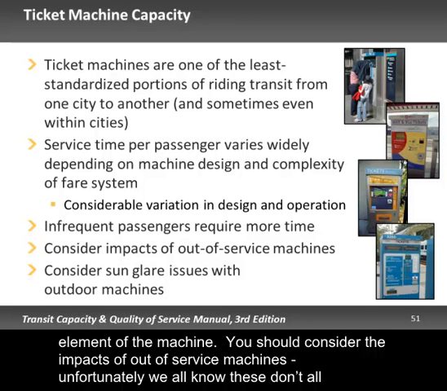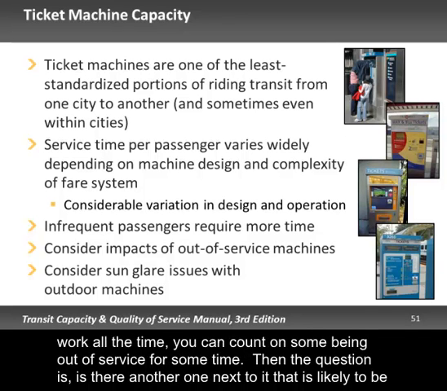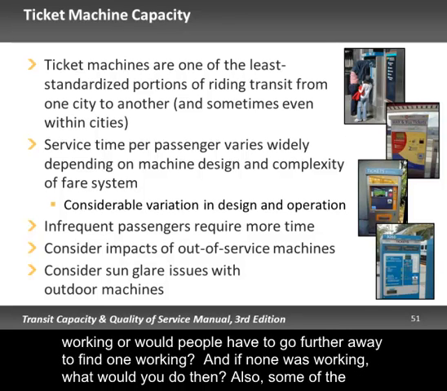You should consider the impacts of out-of-service machines. Unfortunately, we all know these don't all work all the time, and you can count on some being out of service for some time. And then the question is, is there another one next to it that's likely to be working, or would people have to go further away to find one working? And if none was working, what would you do then?